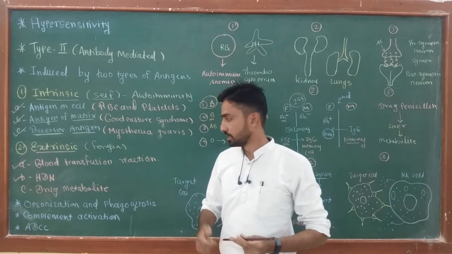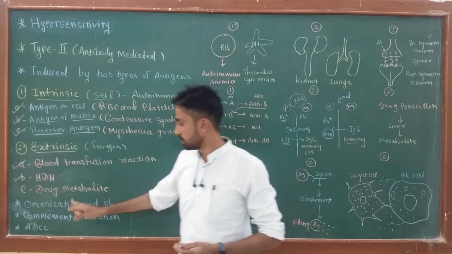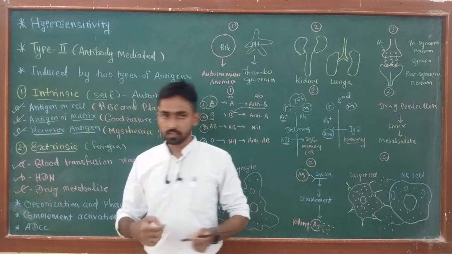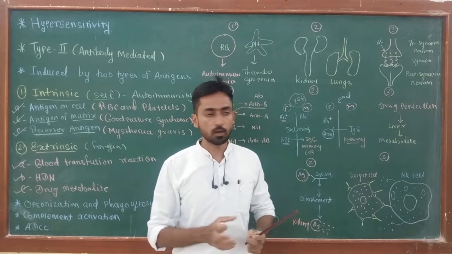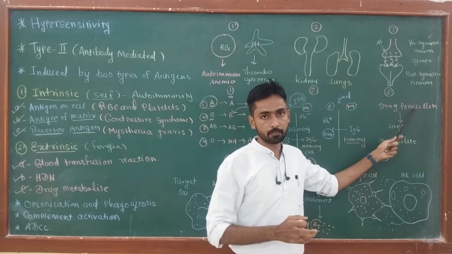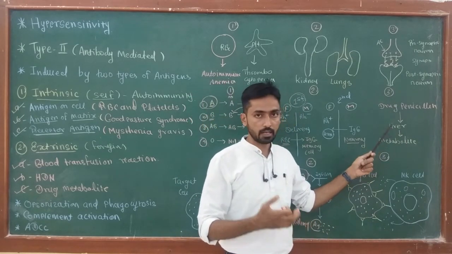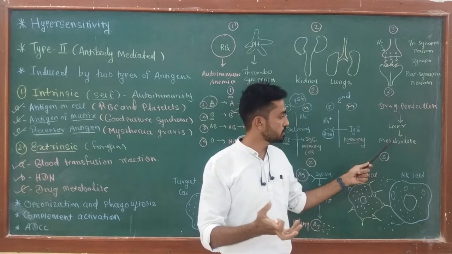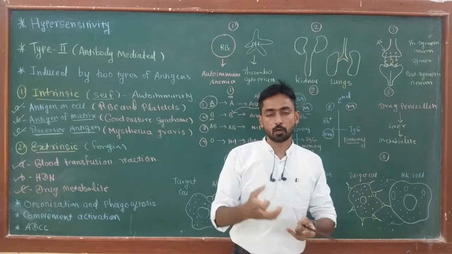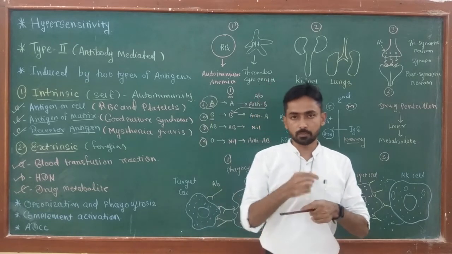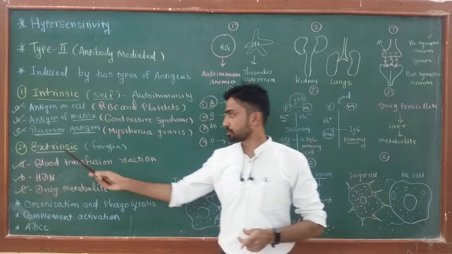The last extrinsic antigen which leads to this reaction is drug metabolites. Various drugs can cause type 2 hypersensitivity. A well-known example is penicillin. When we take penicillin, it is metabolized in the liver, and the metabolite, or fragment, produced due to metabolism of the penicillin gets deposited on the surface of the self cell. These metabolites of penicillin can act as an extrinsic antigen.